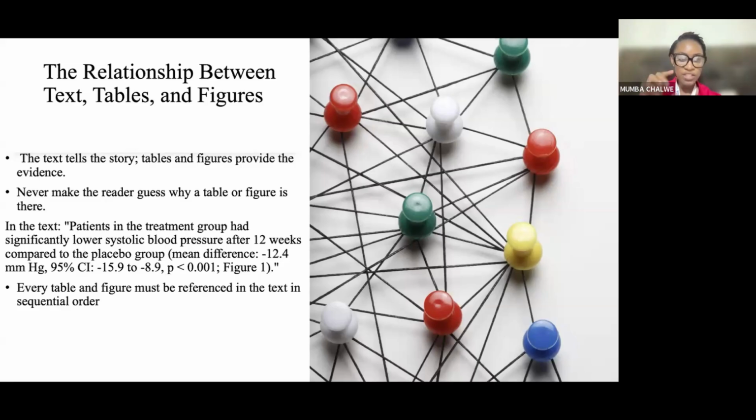In the text, you've written, the patients in the treatment group had lower BPs after 12 weeks compared to the placebo group, and you put your mean difference there, and you're going to have a nice reference to which figure will show this. So you put it there at the end, figure 1, right? So that's very clear, very nice, and you've got the evidence in your figure 1. And you make sure that every table and figure is referenced in the order in which they appear.